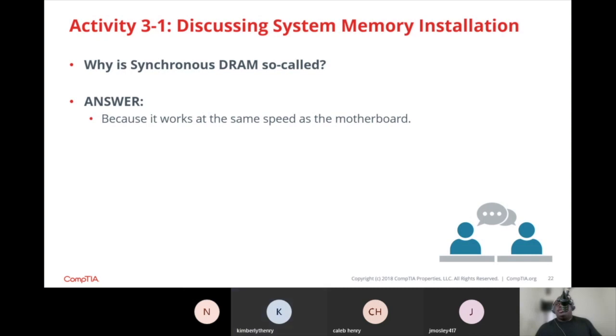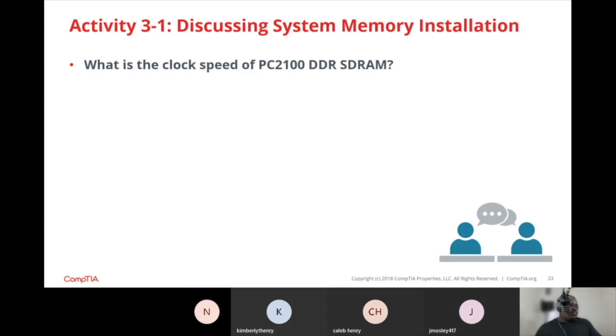Is SDRAM still used? No. Nope. Good answer. What is the clock speed of PC 2100 DDR SDRAM? (133 MHz).